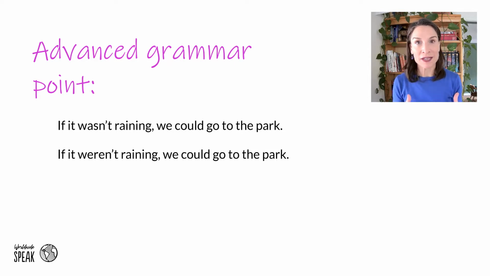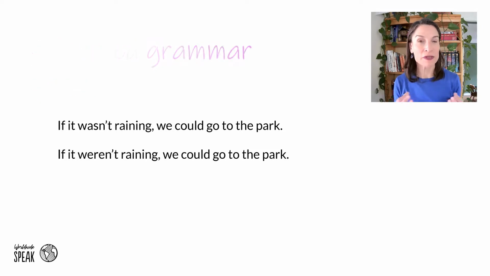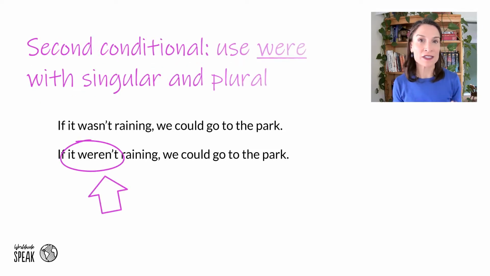So normally we don't use weren't with it, right? We would say it wasn't raining. But with second conditional, we actually use were with all of the forms. So we say, for example, if I were you, or if you were here, if it weren't raining. This is technically the correct way to do it.